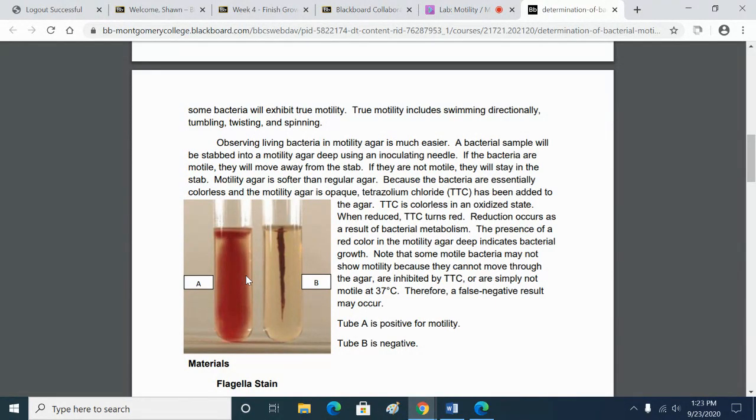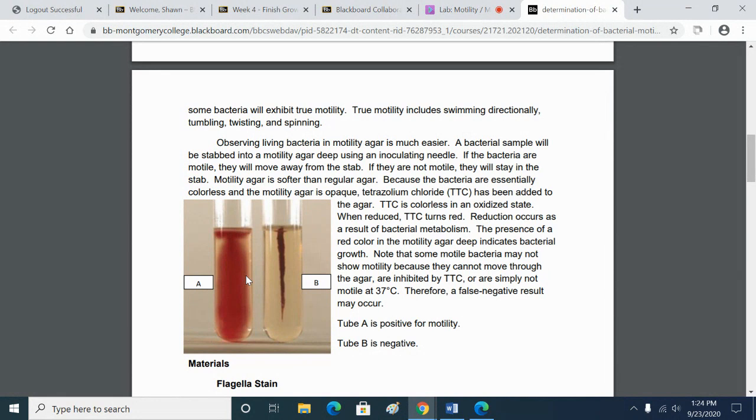Now, there are some problems with motility agar. Not all bacteria that are motile can actually make it through the agar. Particularly if they're a spirochete, if they're spiral shaped, it's really hard to corkscrew their way through the agar, so they just don't move.